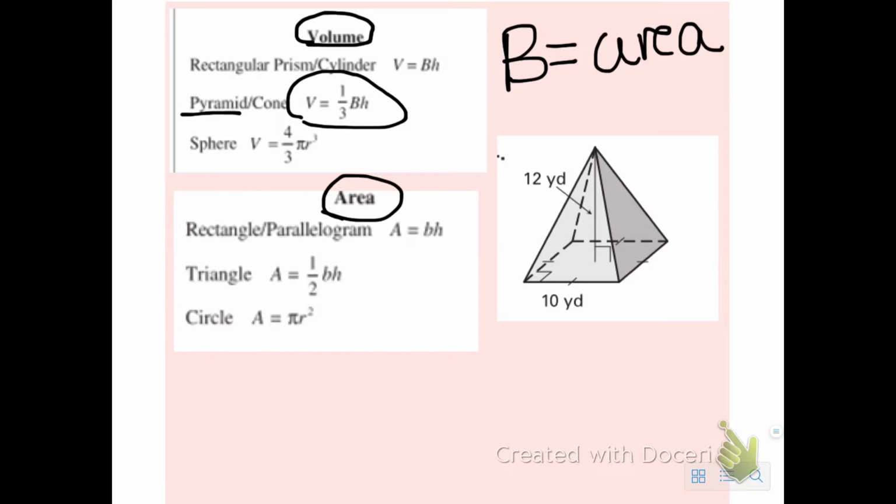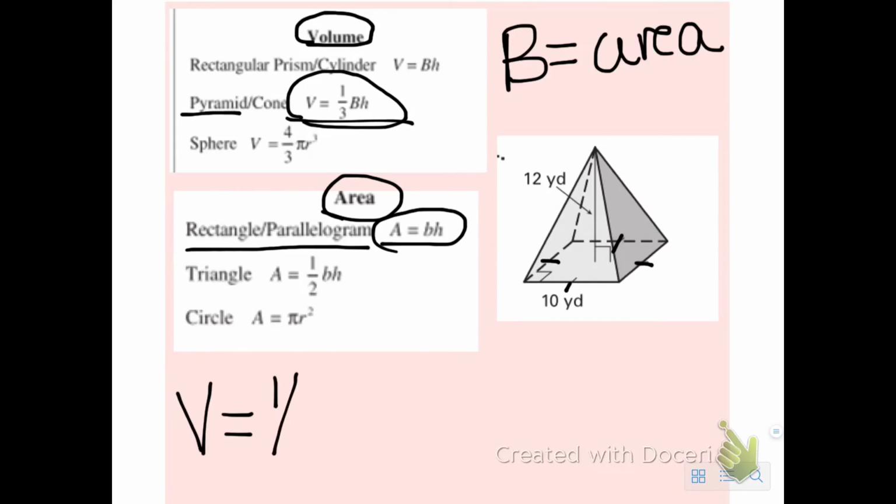Now if I look at the base, what kind of base do I have? Well, it tells me all the sides are equal. That means the base here is a square. It's a parallelogram. I'll put it right here. So a square is just a special parallelogram. So that says area equals base times height. So if I want to find the volume, I've got to use the volume formula I circled.